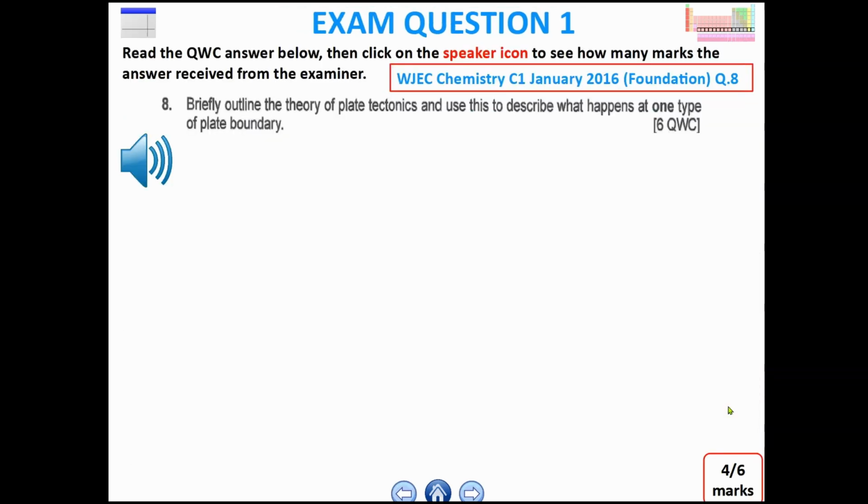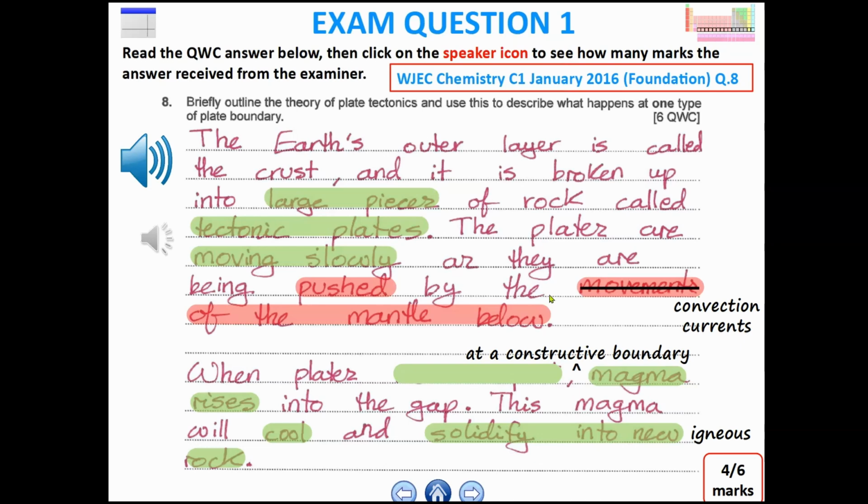So here's a question to try. It's from an exam paper. Briefly outline the theory of plate tectonics and use this to describe what happens at one type of plate boundary. So that's all the stuff that we've just talked about. So here is an example answer. You can see here that there are some mistakes. You've got to put keywords in there sometimes.